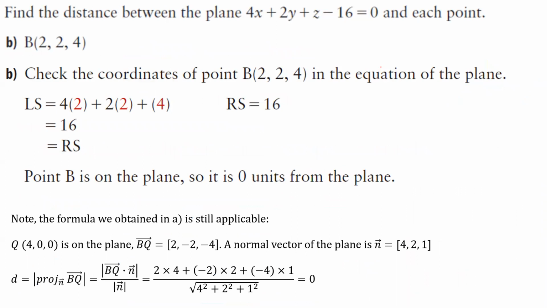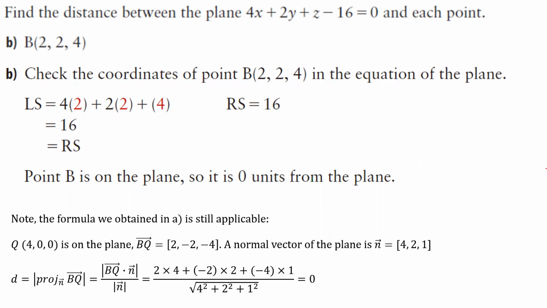Again, first we can check the coordinates of point B, (2, 2, 4), in the equation of the plane. So the left side is 16, which is exactly the same as the right side. So point B is also on the plane. If the point is on the plane, then the distance between the point and the plane should be 0, right? So it is 0 units from the plane.